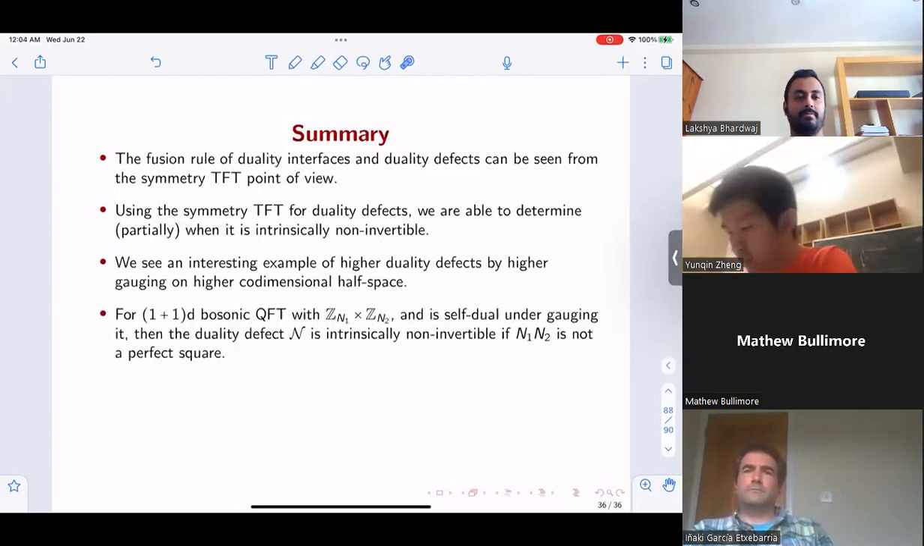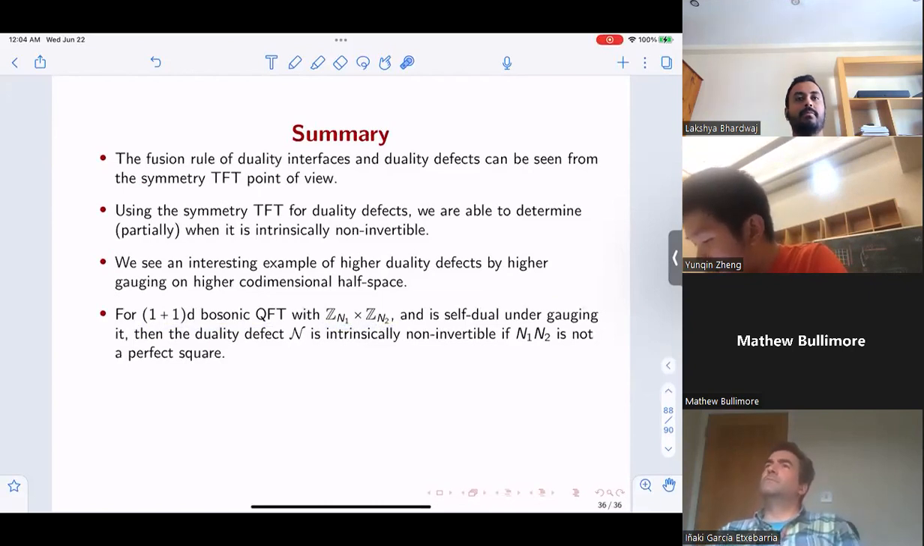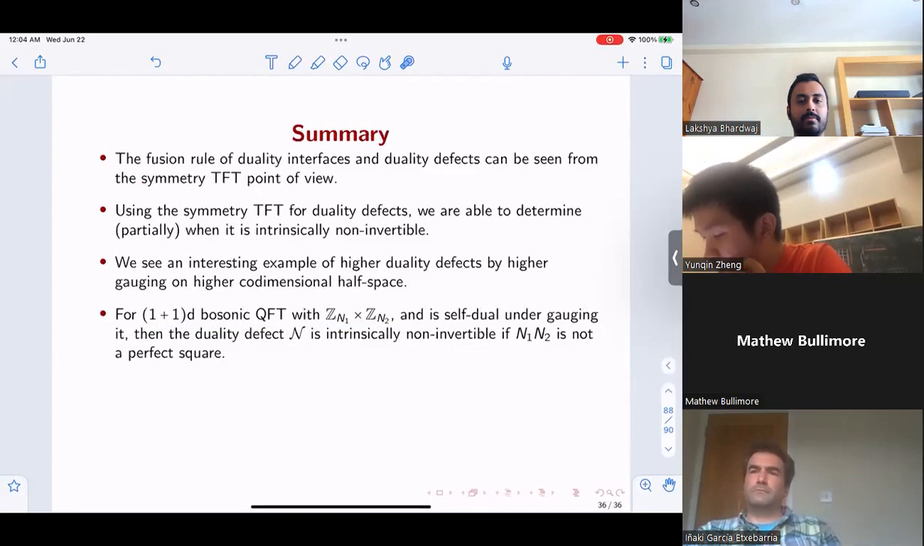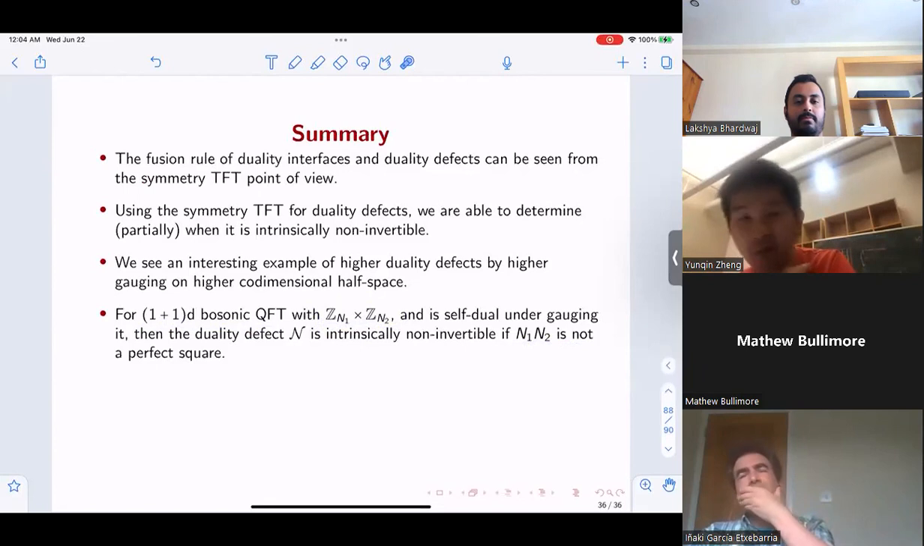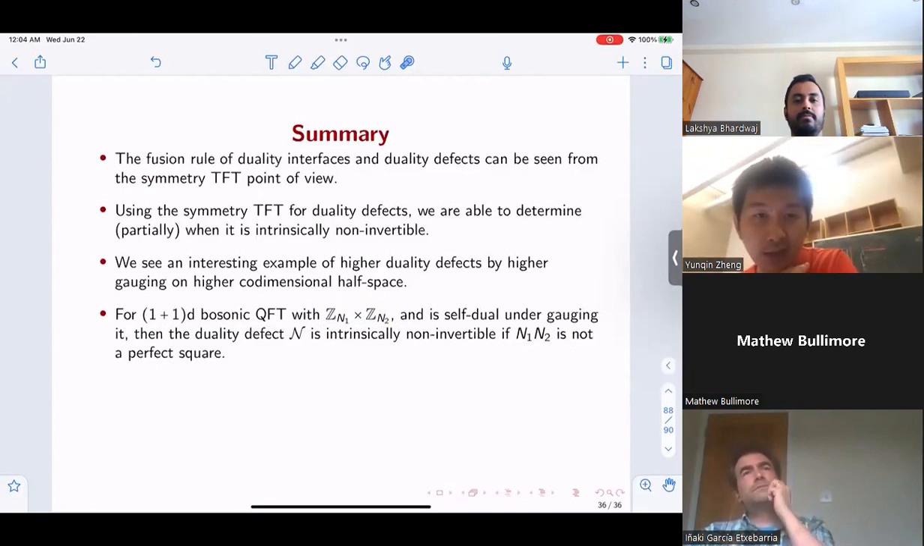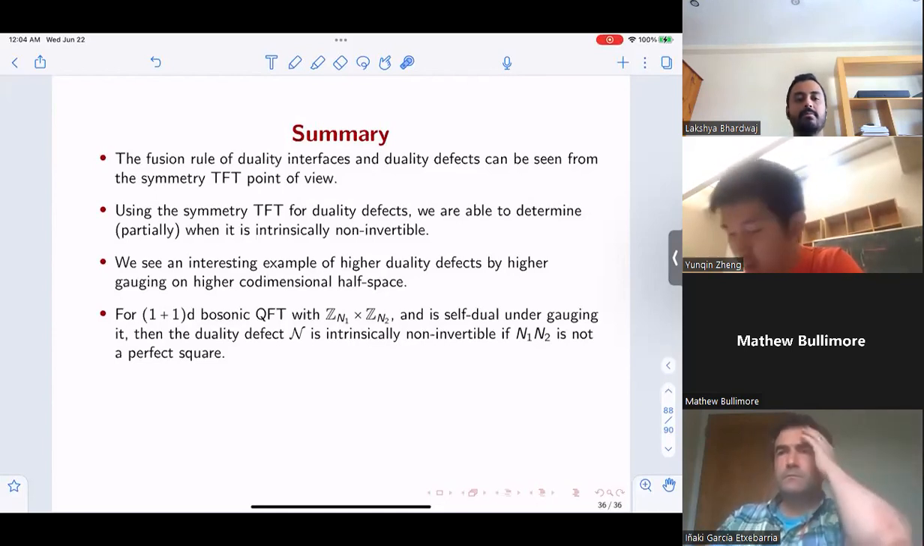The discussion in the talk can be easily generalized to other systems, for example, the 1+1 dimensional bosonic QFT with this more complicated symmetry. And the result is that the duality defect defined by gauging this entire symmetry is intrinsically non-invertible if n1 times n2 is not a perfect square. And indeed, when n1 and n2 are equal, and especially when they are equal to 2, it's known that this is not intrinsically non-invertible. In other words, we can find a topological manipulation which maps the duality defect to an invertible one.